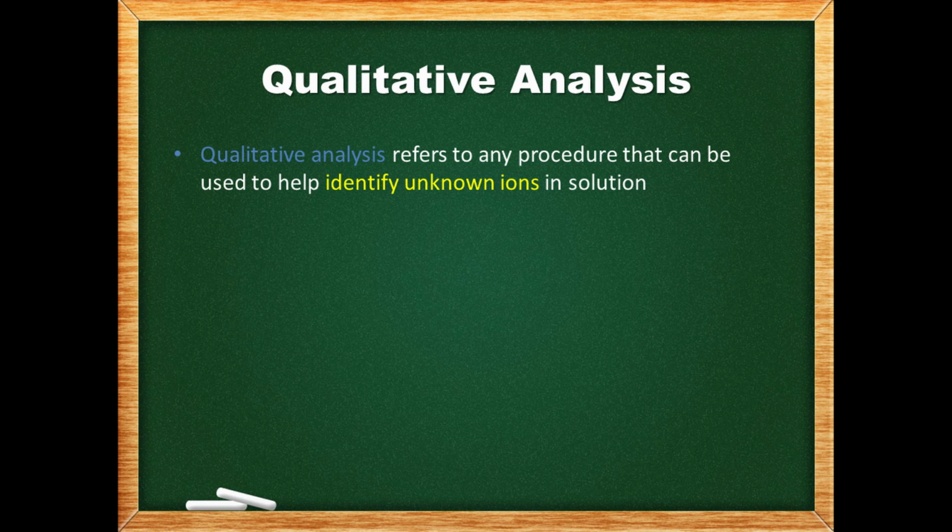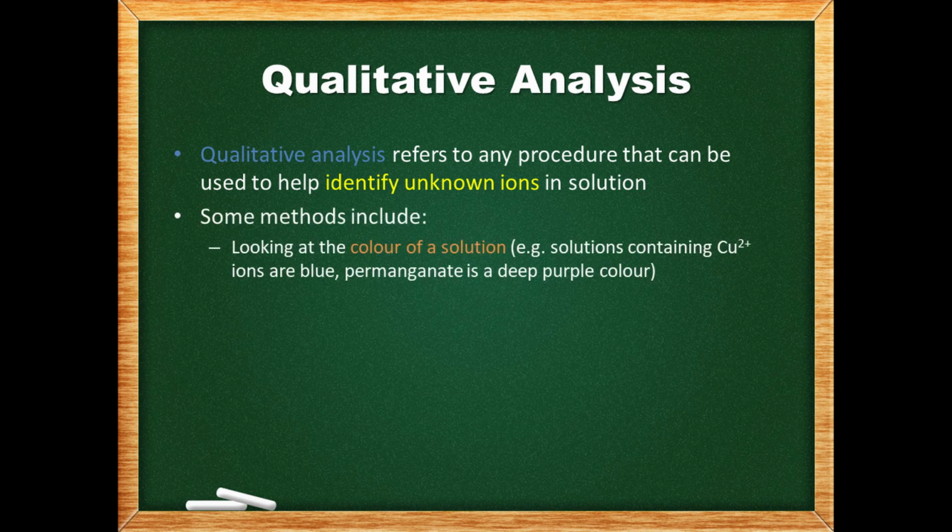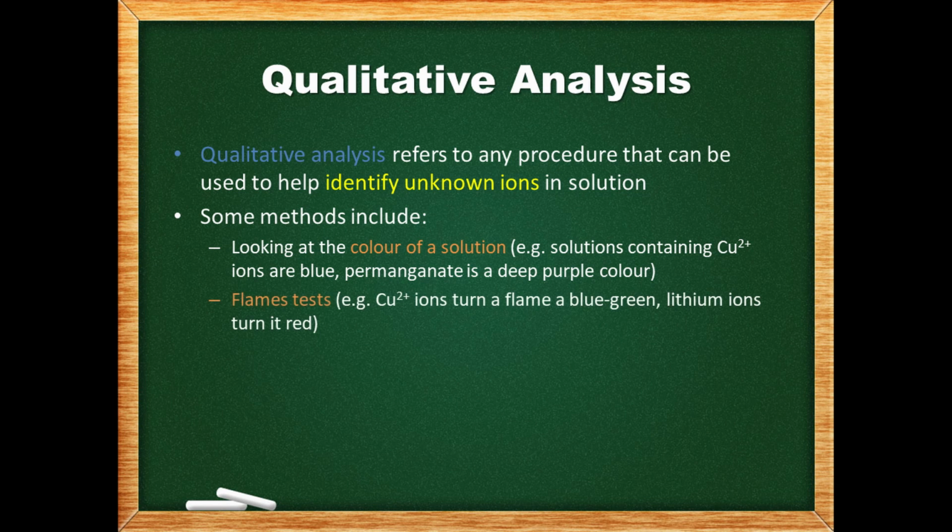Qualitative analysis refers to any procedure that can be used to help identify unknown ions in solution. Looking at the color of a solution is one method of identifying ions. For example, solutions containing copper-2 ions are blue, and permanganate is a deep purple color. Flame tests can also help identify the ions present. Copper-2 ions turn a flame a blue-green color, while lithium ions will turn it red.